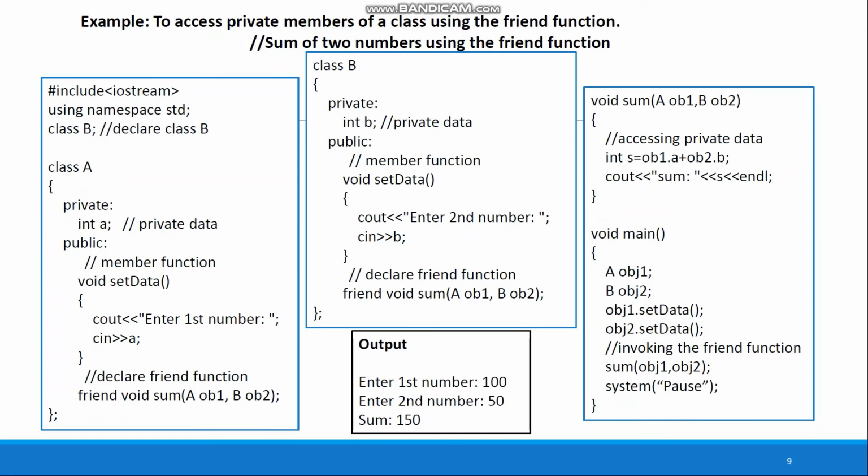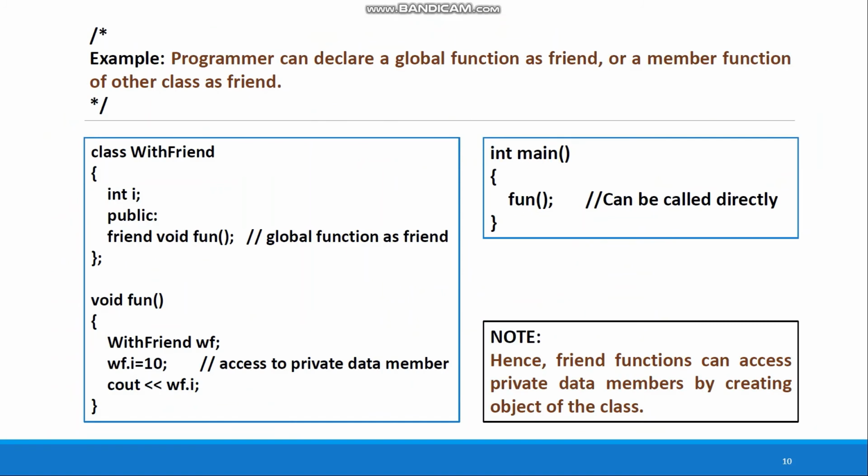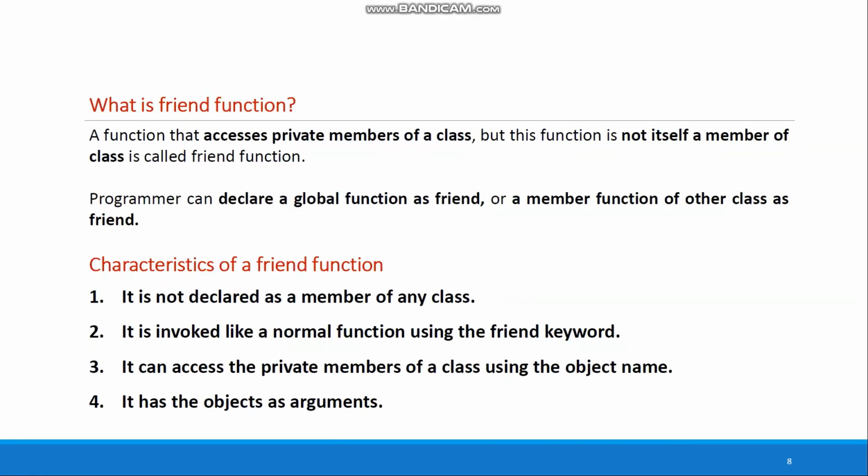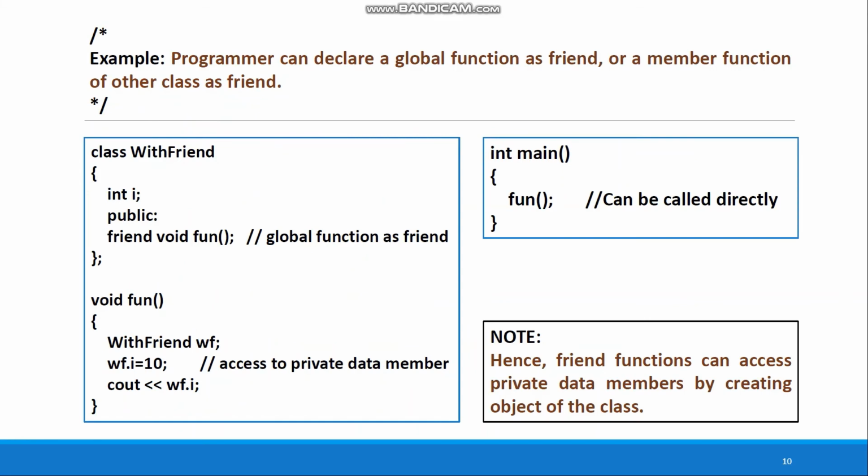Now come to the next program. In this program, the programmer can declare a global function as friend. You understand it carefully. The programmer can declare a global function as friend. I already told you, we have seen here how to declare a global function as friend. This is the example of the particular one. Okay, the programmer can declare a global function as friend or a member function of another class as a friend.